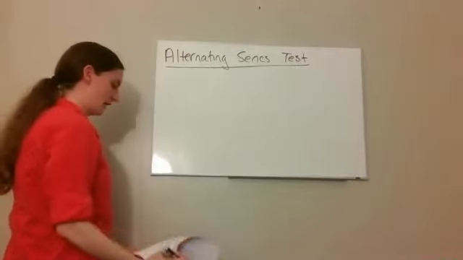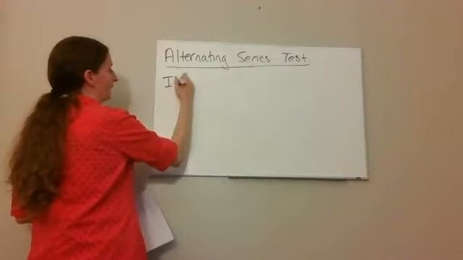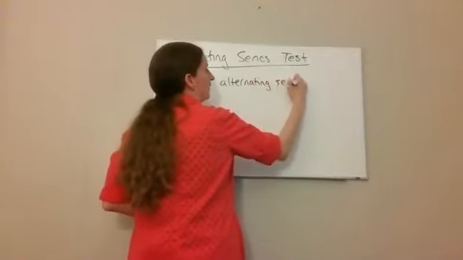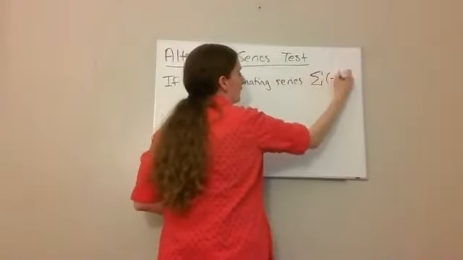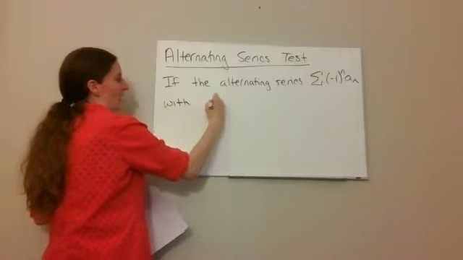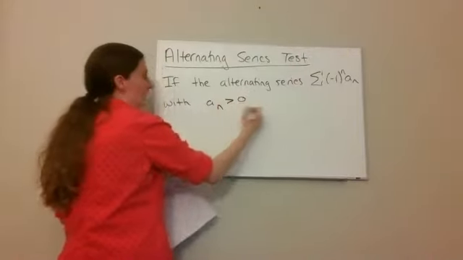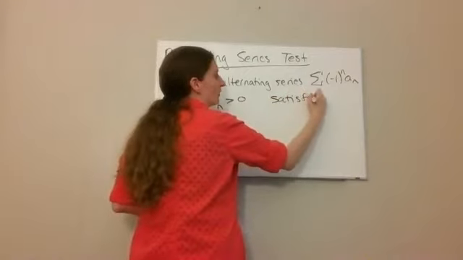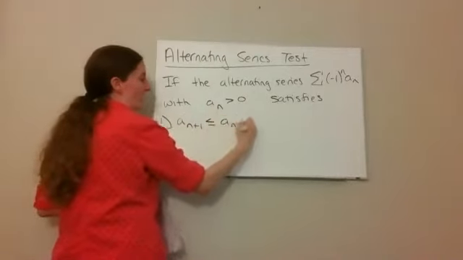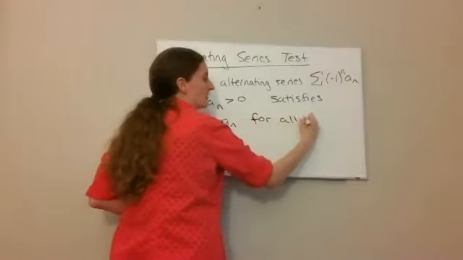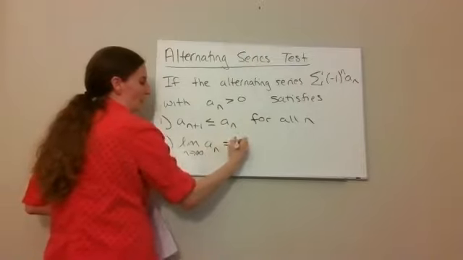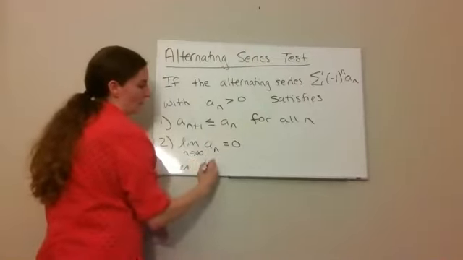So what is the alternating series test? Well, the alternating series test says that if we have an alternating series, which I'm going to call the sum of (-1)^n times a_n, where all of those a_n are positive, and this series satisfies the following two conditions: one, that a_(n+1) is less than or equal to a_n for all n, and two, that the limit as n approaches infinity of a_n is 0, then the series converges.